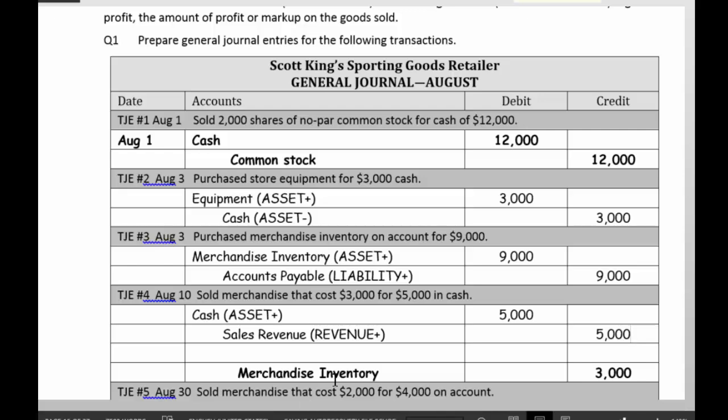So this journal entry would credit merchandise inventory, that being an asset going down because I'm crediting it. And the debit goes to the account cost of goods sold. That's a new account, and it's an expense that's going up. So I'm recording the expense that's associated with the sale. I've got $5,000 in revenues, $3,000 in cost of goods sold, and then the gross profit on this sale was $2,000.